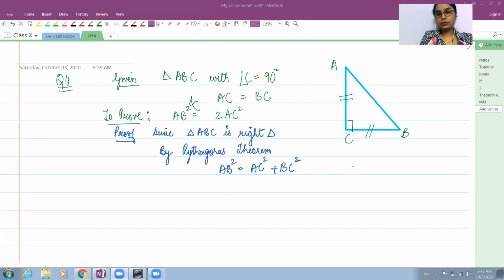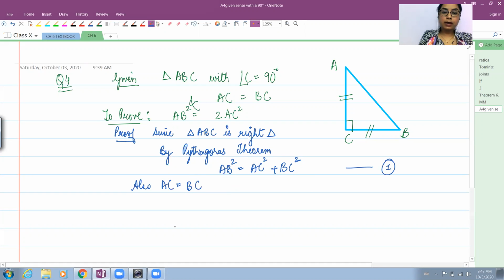So this is the first result that we have obtained since the triangle is a right triangle by applying Pythagoras theorem. Also, I have the lengths of sides AC equals to BC. So I'm just going to replace according to my required answer. I require AC only, I don't require BC. So I'm just going to replace it by AC because the two sides are equal. So from here, you simply get your answer.